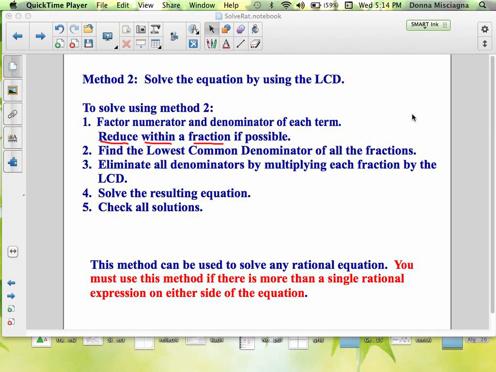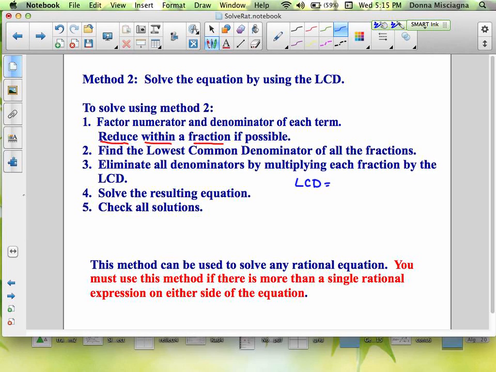So to solve using Method 2, first factor the numerator and denominator of each term and reduce within a fraction if possible. Second, you're going to find the lowest common denominator of all the fractions, and that's the reason we need to factor. The lowest common denominator, I'll put it right here.